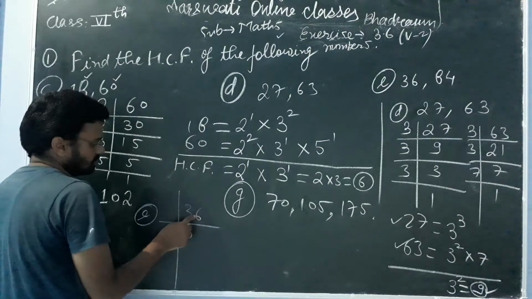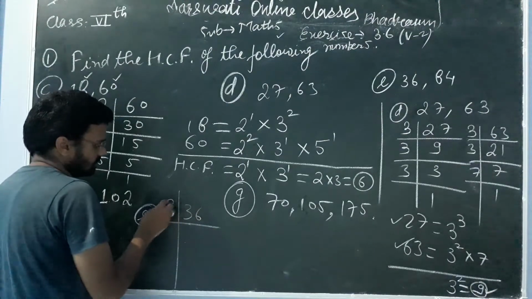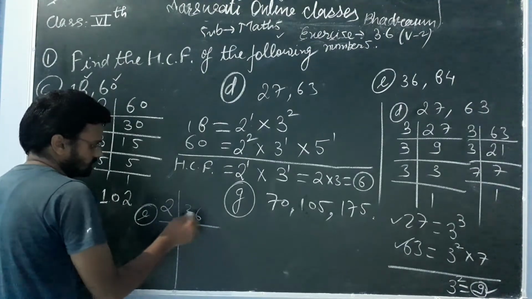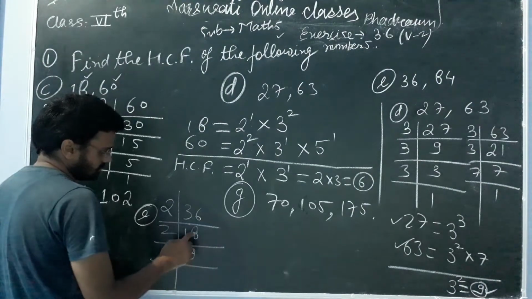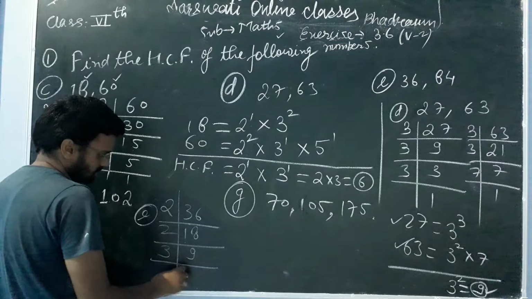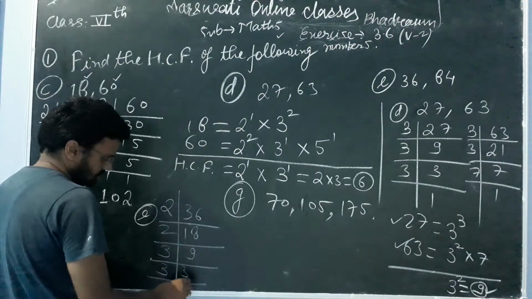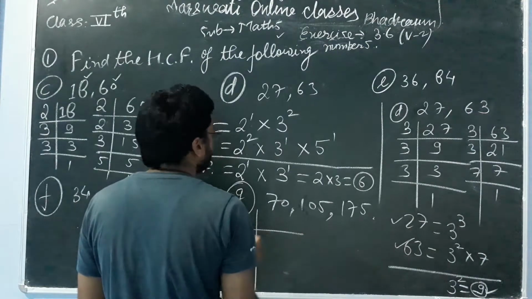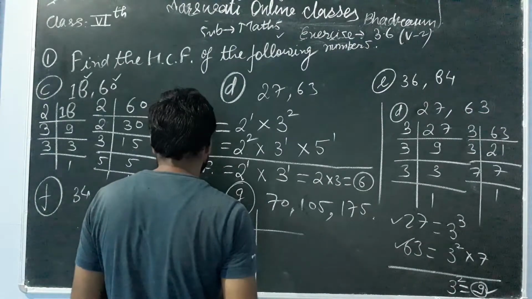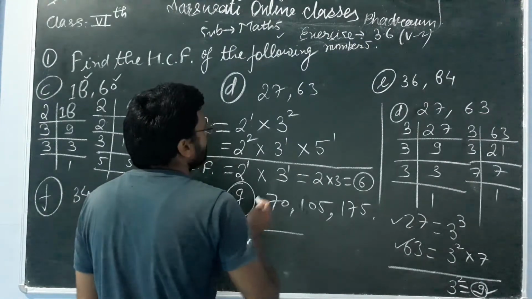So here our unit place digit is 6, we will divide it by 2. 2 1s are 2, 2 8s are 16. Again by 2, 2 9s are 18, again by 3, 3 3s are 9, again by 3, 3 1s are 3. Okay, we will go for the 36 of part E.